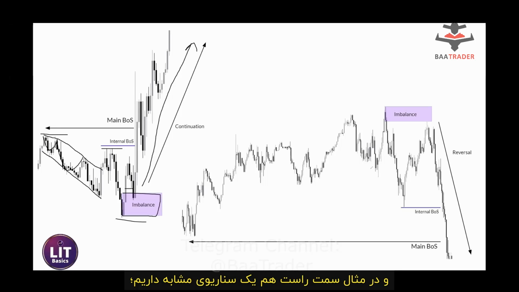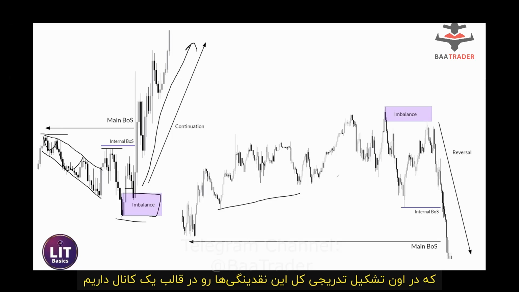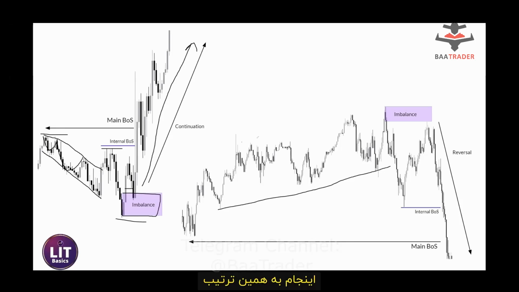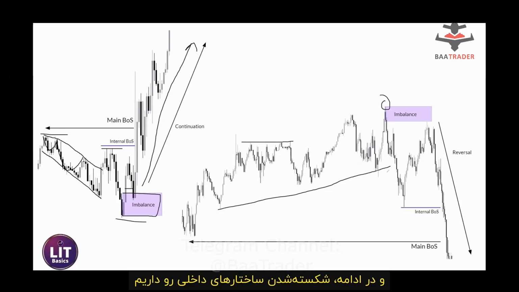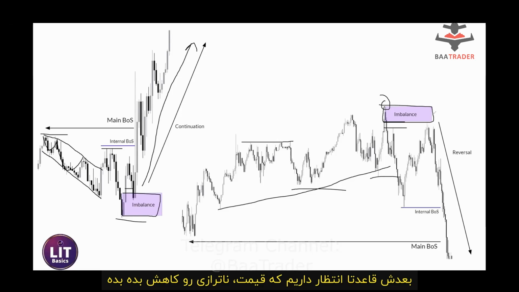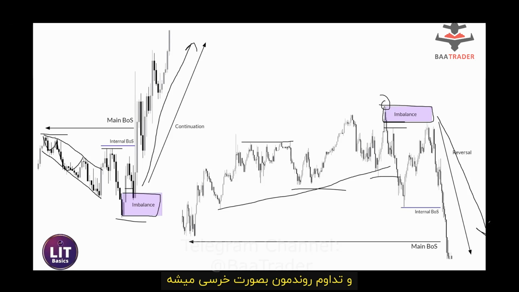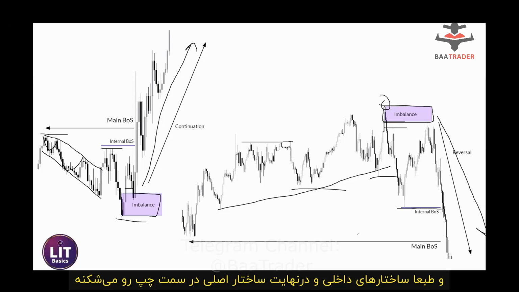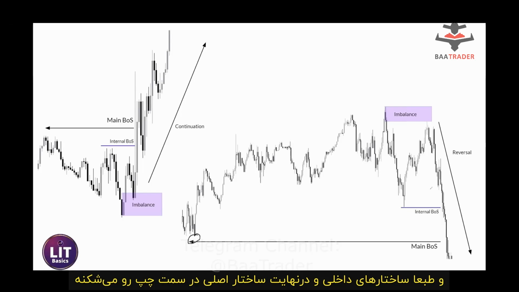And then to the right, we also have a similar scenario where we have all of this liquidity building in the form of a channel. Same thing here, we have our equal highs, and then of course our inducement high. And then what we have is the internal structures being broken and an imbalance zone. So imbalance, of course, being between there and then your POI from there to there. And then, of course, once price mitigates, we get the continuation bearish, of course, breaking internal structures and ultimately breaking the main structure to the left.